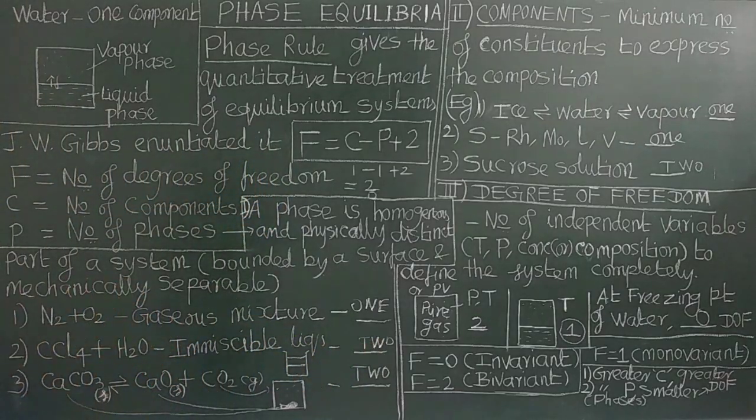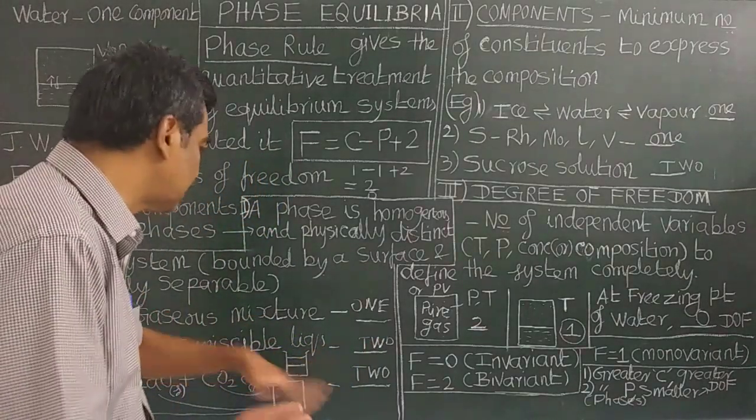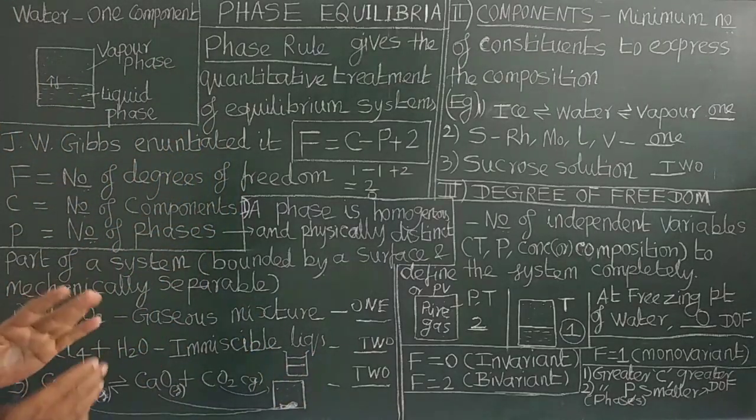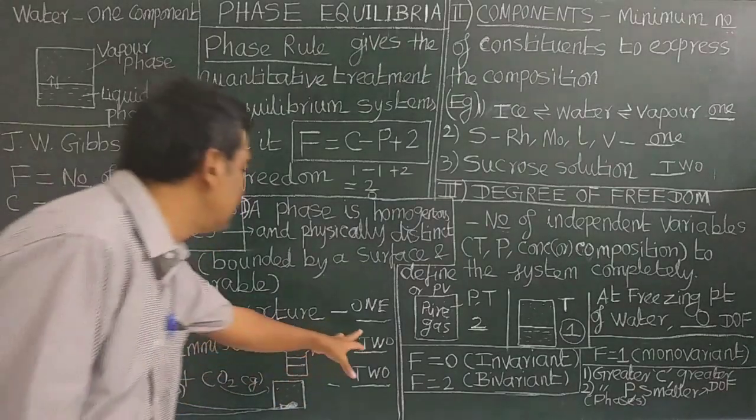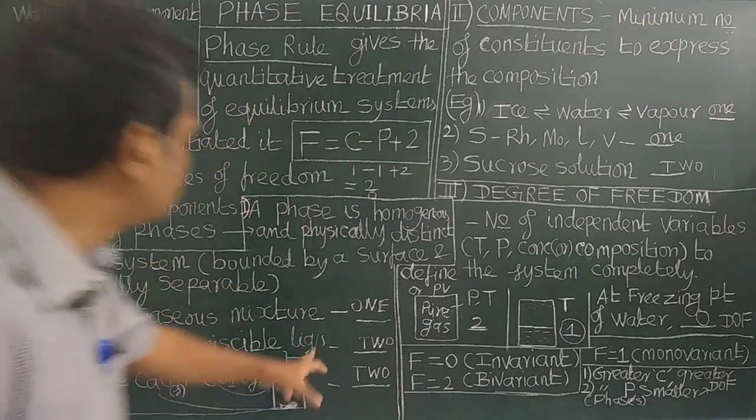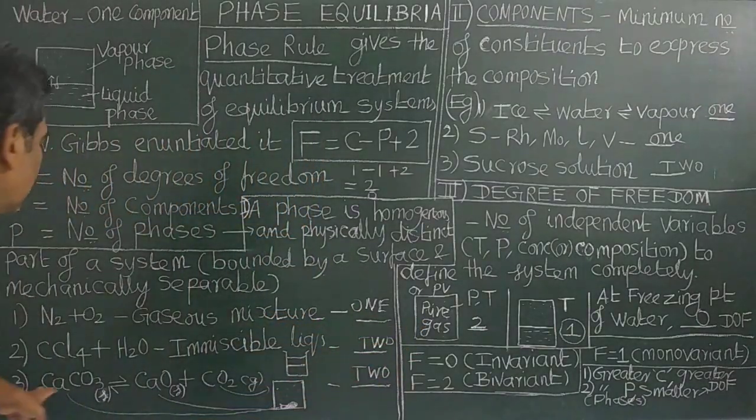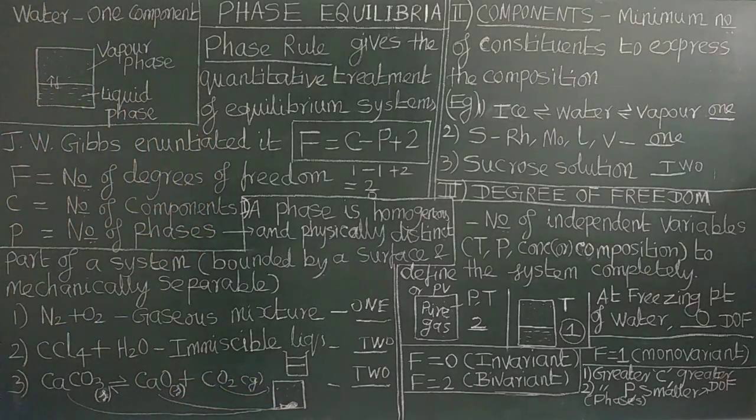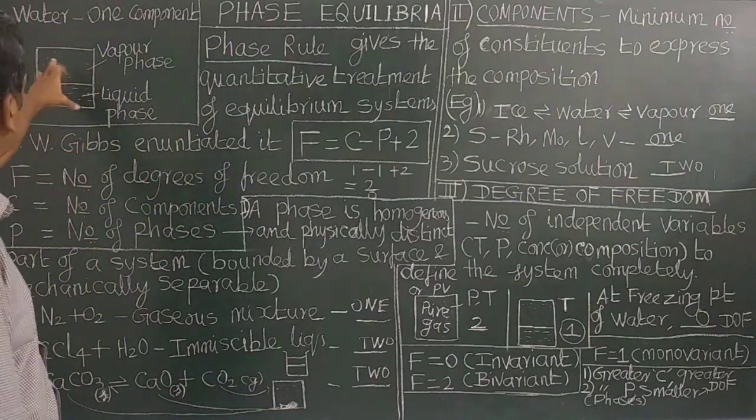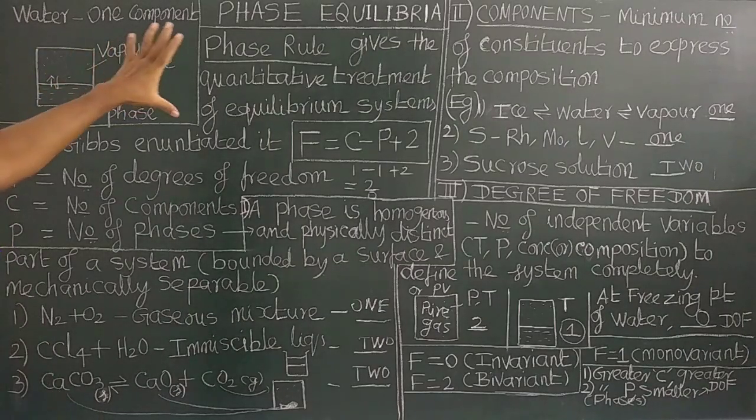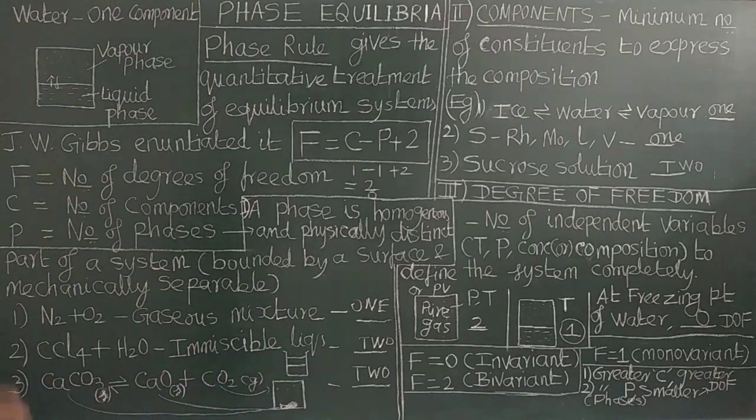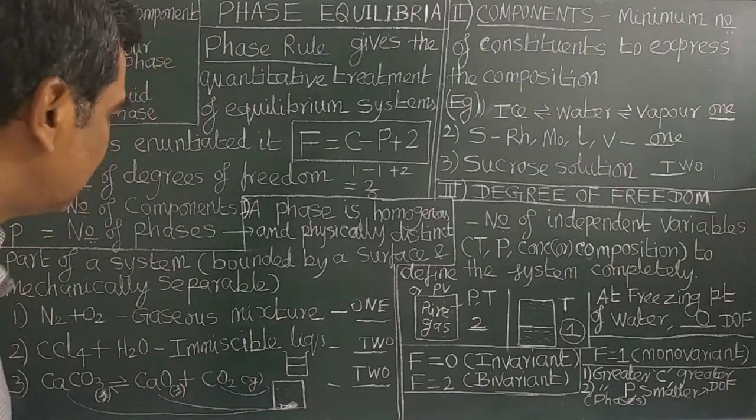Suppose you mix immiscible liquids, they don't mix with each other. Miscible liquids mix with each other. For example, alcohol and water will be one homogeneous phase. Liquid phase and vapor phase together is heterogeneous physical equilibrium. Homogeneous means all the reactants and products are in the same phase.